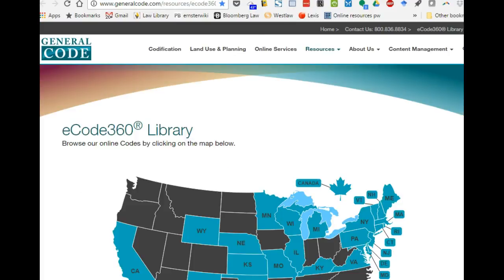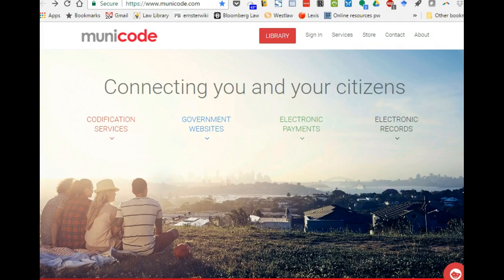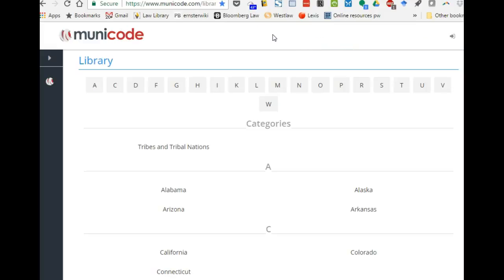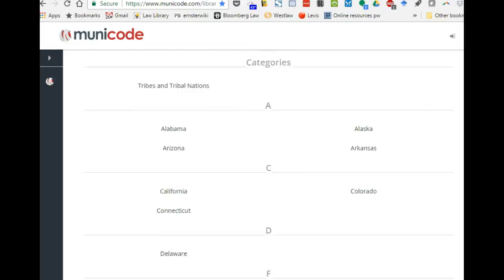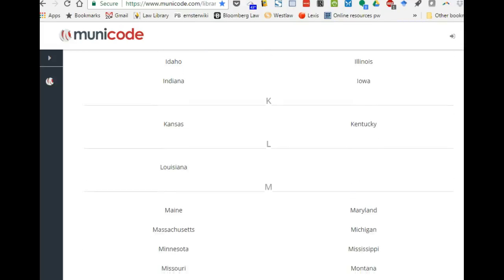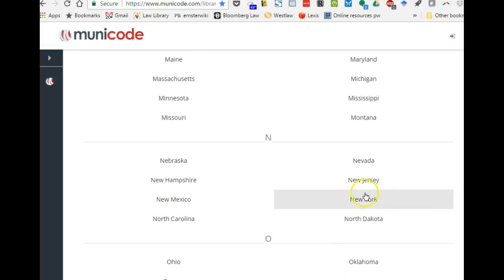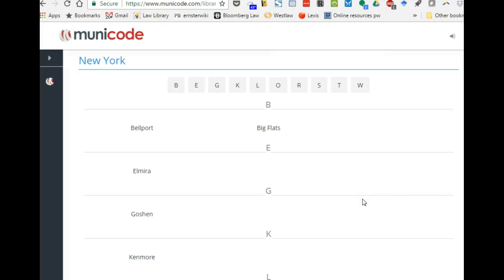So here's what they look like. So the general code, which tends to have more for New York, just find it. New York, and here's that Municode. You go to library, and then it just lists them alphabetically. Actually by state and then jurisdiction. This one tends not to have quite as much for New York, but I think it does better for other states.